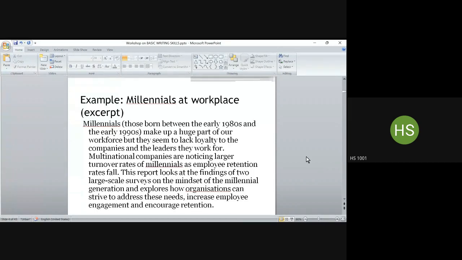Millennials, those born between the early 1980s and the early 1990s, make up a huge part of our workforce, but they seem to lack loyalty to the companies and the leaders they work for. Multinational companies are noticing larger turnover rates of millennials as employee retention rates fall. This report looks at the findings of two large-scale surveys on the mindset of the millennial generation and explores how organizations can strive to address these needs, increase employee engagement, and encourage retention.